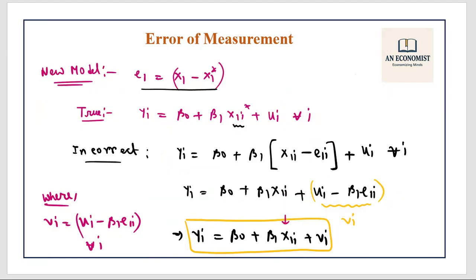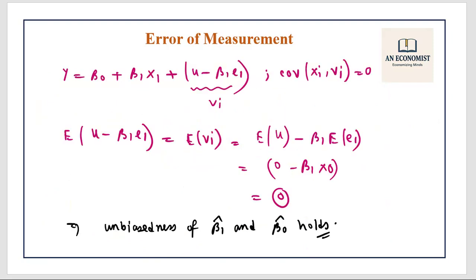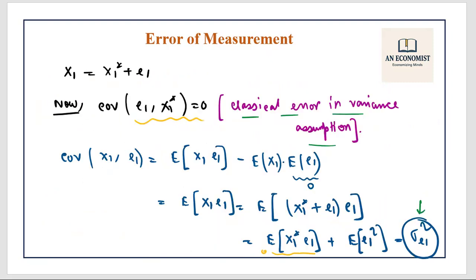Let me show you. This is the incorrect model. We have defined the composite error in this particular format, and we have shown that there is no problem of endogeneity in this particular model if the assumptions hold. Also, unbiasedness is holding, no problem in that. Only problem will be here that the error variance will increase. And I have shown you this distinction here.